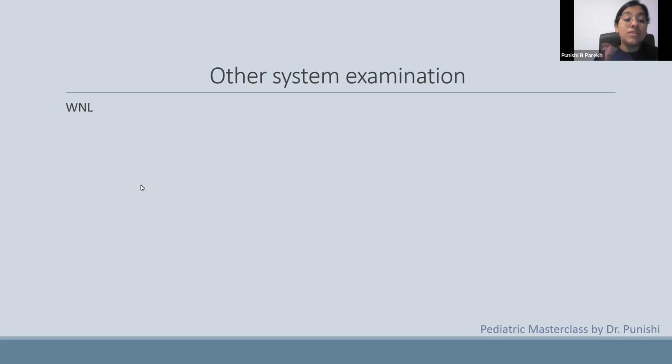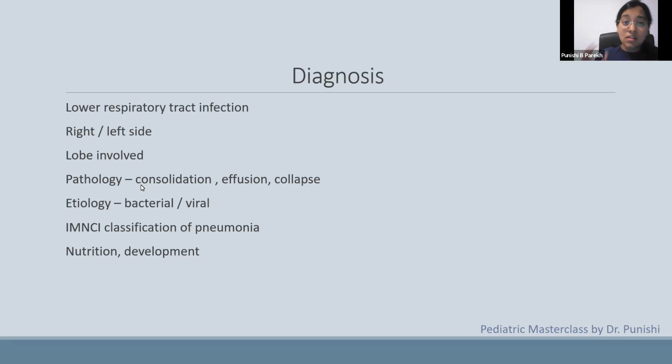So how do you give your diagnosis at the end of history and examination? This is a lower respiratory tract infection involving the right or the left side. Let's say involving the right side. Now, depending on your examination findings, which lobe: is it the right upper lobe, middle lobe, lower lobe? Whether it's a consolidation, effusion, or a collapse, whether the etiology is viral or bacterial, what is the IMNCI classification of pneumonia according to your findings, and what is the development and nutritional status of the patient?